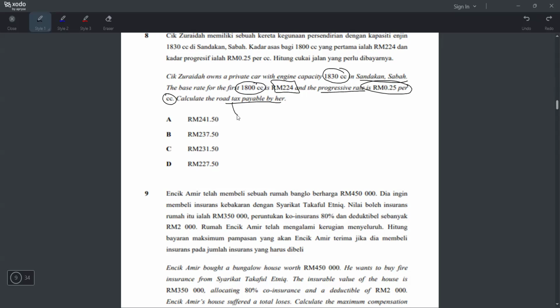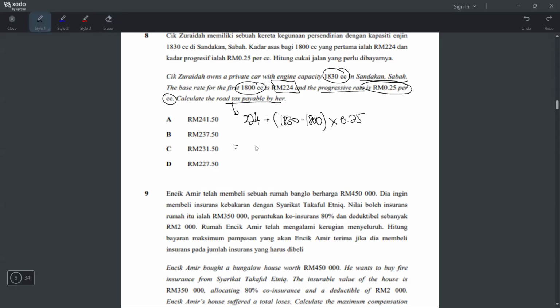Okay, how to find the road tax payable? First, they already say base rate for the first 1,800 cc is RM 224. So confirm the RM 224 have to pay, but I still have to pass with the progressive rate, right? Because this 224 is only for first 1,800 cc. The car now is 1830 cc, so I have to take 1830 minus 1,800, and then after I minus, I have to times with 25 cents because the progressive rate is 25 cents per cc. It means for every cc exceeding 1,800, you have to pay 25 cents.